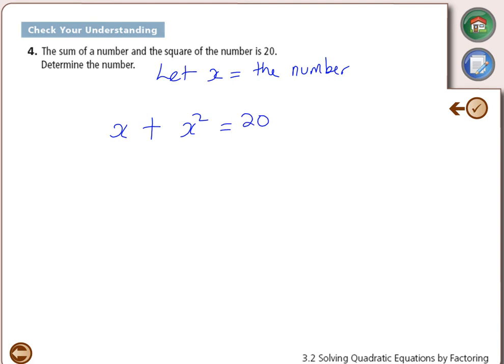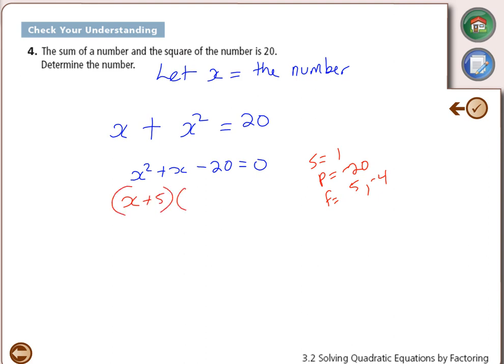Equate it to 0 and factor, that's it. x squared plus x minus 20 equals 0. Put it in descending order. Factor, we want the sum of 1 and product of negative 20. Two numbers are going to add to 1, multiply to negative 20. Those two numbers are going to be 5 and negative 4. So we've got two answers. x plus 5 and x minus 4 equals 0. Zero product property. x plus 5 equals 0 or x minus 4 equals 0.